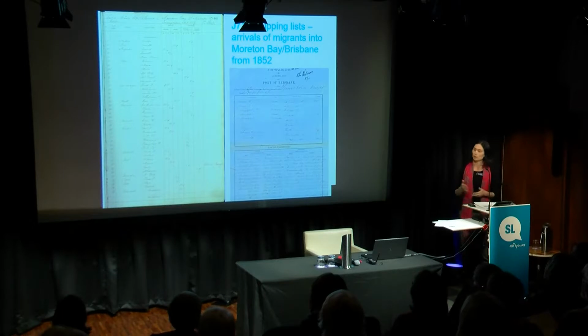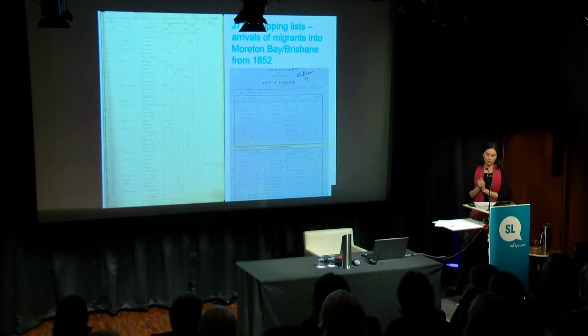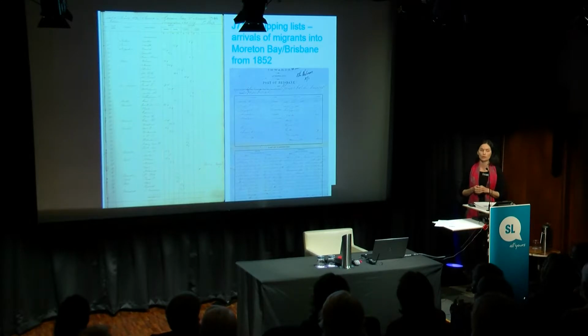I just wanted to show you these because they're pretty. The earliest passenger list we have for Brisbane Moreton Bay is 1852, and this is what the earlier lists look like. The one on the right is the Humboldt Meyer, which arrived in Brisbane on the 8th of November 1870 with over 300 Prussian migrants on board.